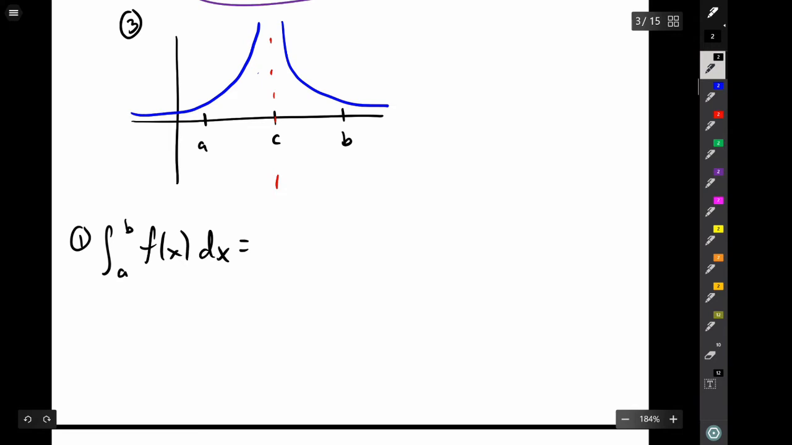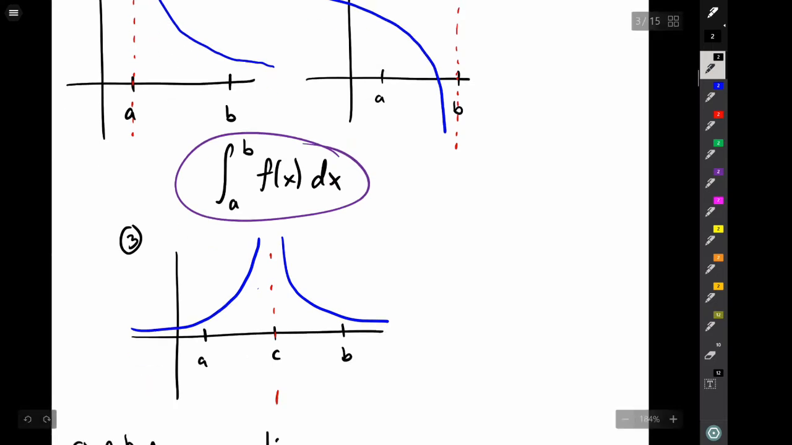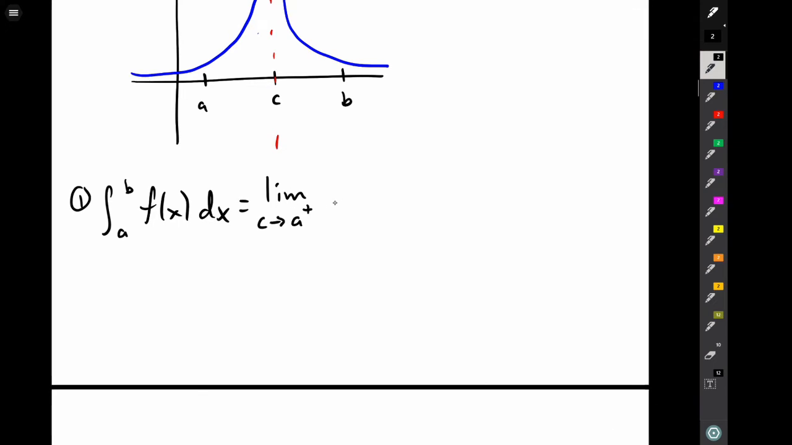since the function is going to infinity as we approach a, what we have to do is take a limit as, let's say, c goes to a. In this case, we have to approach from the right-hand side because we're only interested in this part of the function, so we only want to approach from this direction. So it's the limit as c approaches a from the right, of the integral from c to b, f of x dx. You can see the theme is kind of the same as when we were doing these infinite intervals. We're just taking limits to these problem areas.